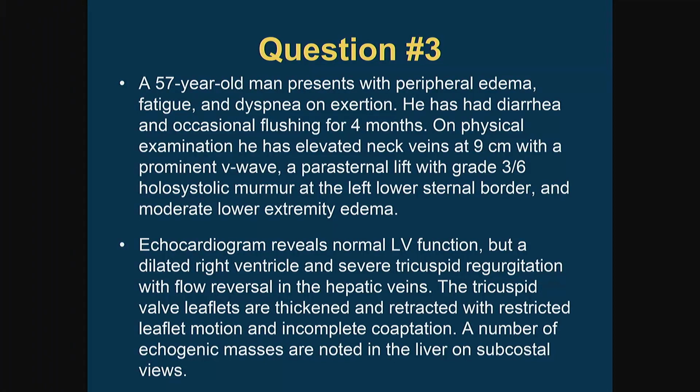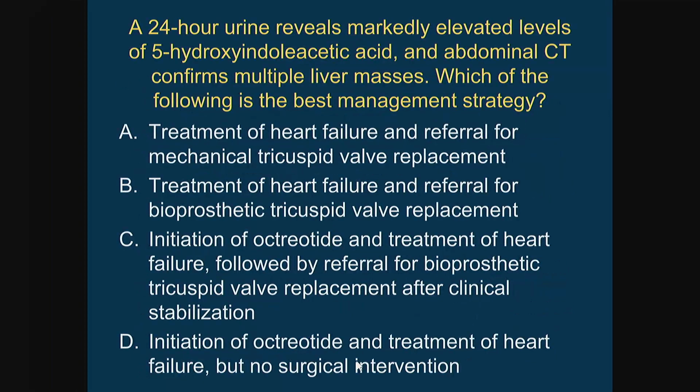Echocardiogram reveals normal left ventricular function, but a dilated right ventricle and severe tricuspid regurgitation with flow reversal in the hepatic veins. The tricuspid valve leaflets are thickened and retracted with restricted leaflet motion and incomplete coaptation. A number of echogenic masses are noted in the liver on subcostal views. A 24-hour urine reveals markedly elevated levels of 5-hydroxyindoleacetic acid, and abdominal CT confirms multiple liver masses. Which of the following is the best management strategy?